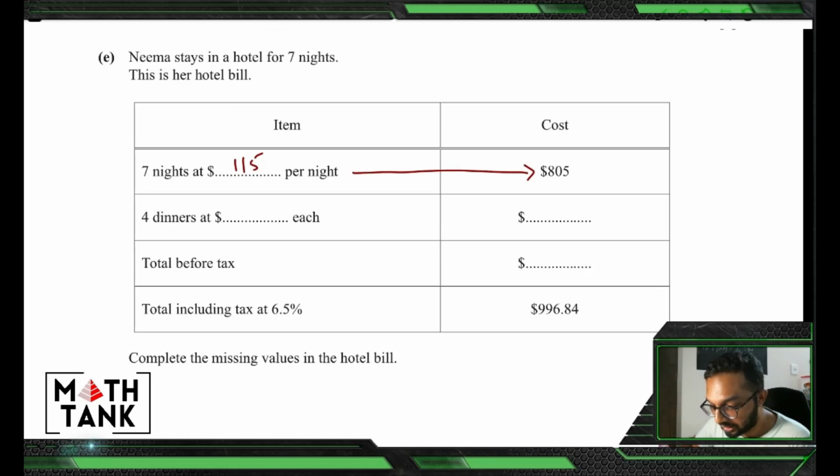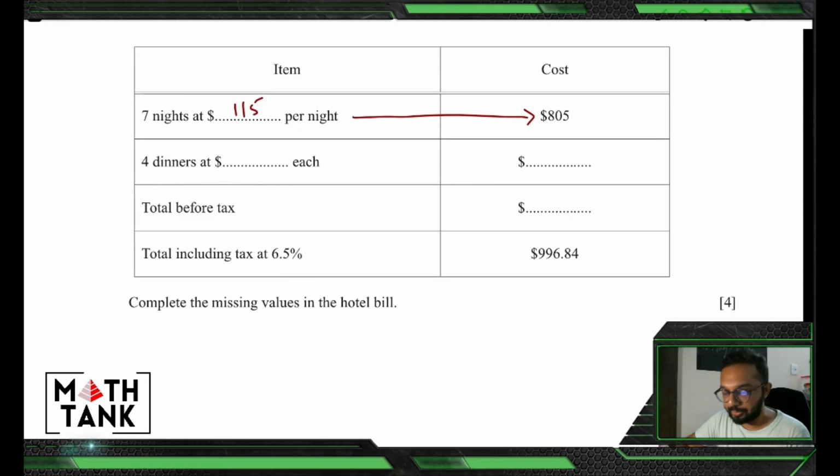4 dinners at this each, and I don't know the total. Total before tax is also something that I don't know. And total including tax is 996.84. So what I need to do is work backwards. Now tax acts like an increase. Whatever I told you about the multiplier is also true about taxes and profits and so on. So I can just say that there's an original value that got multiplied for tax and which gave me a final value after adding up the tax.